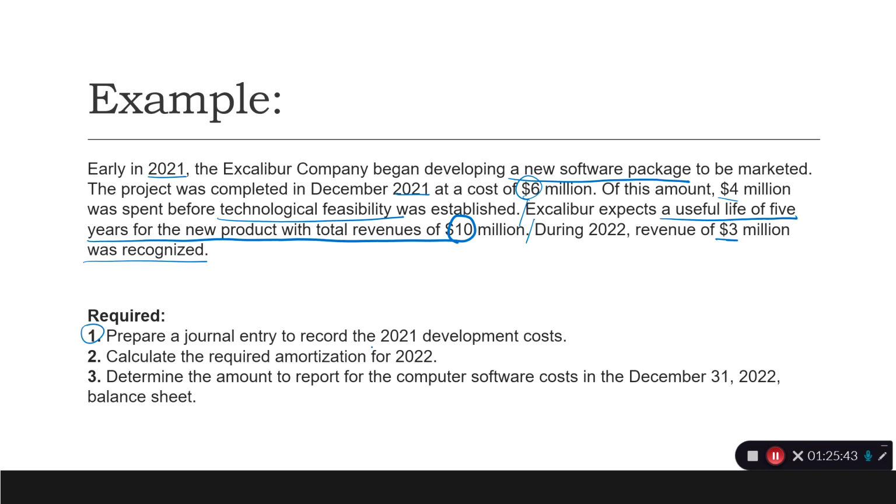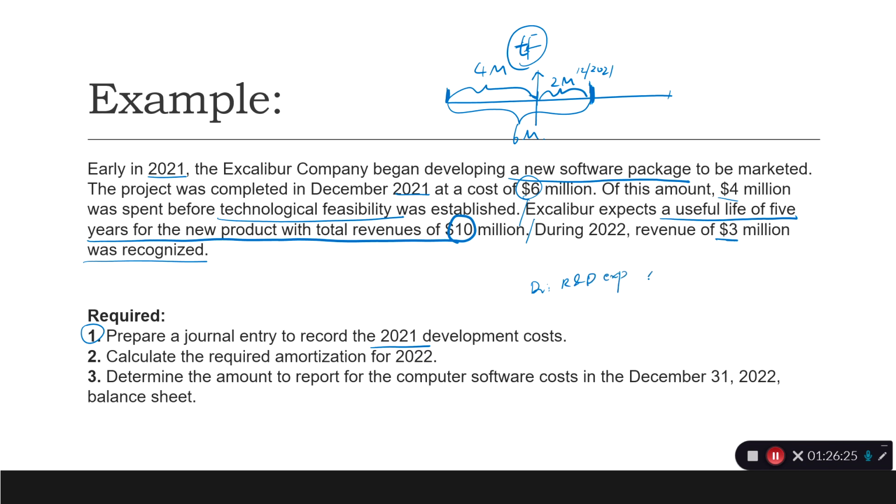So first I'll prepare the journal entry to record the development cost. The technology feasibility, this whole process started in early 2021 and finished at the end of 2021. This whole thing cost them $6 million, and only $4 million was spent before technology feasibility. That means $2 million can be capitalized. Hence we debit R&D expense for $4 million, debit software development cost for $2 million, and credit cash for $6 million.